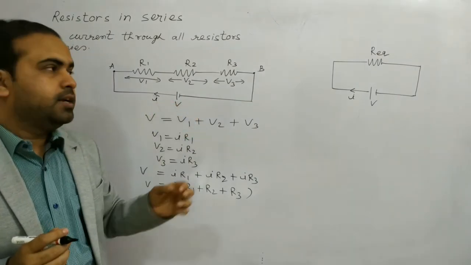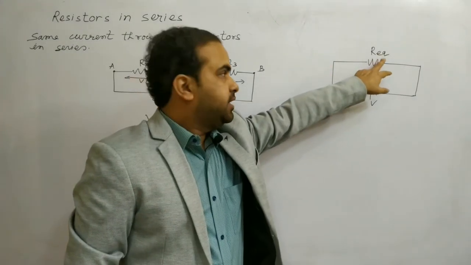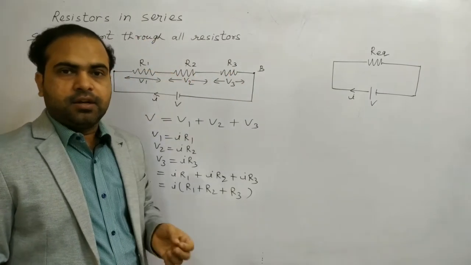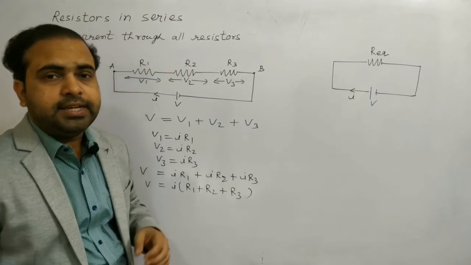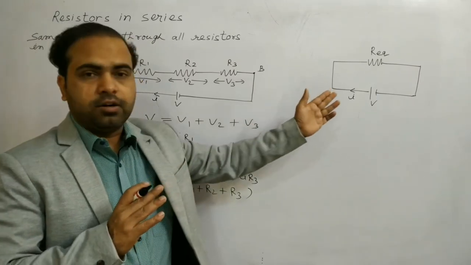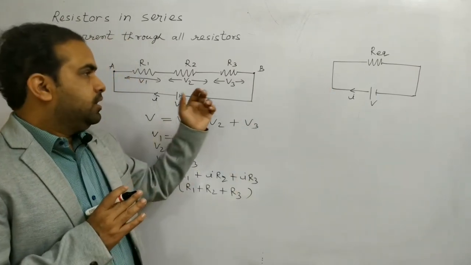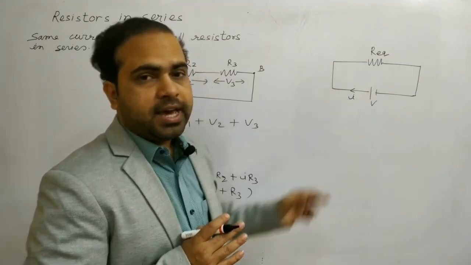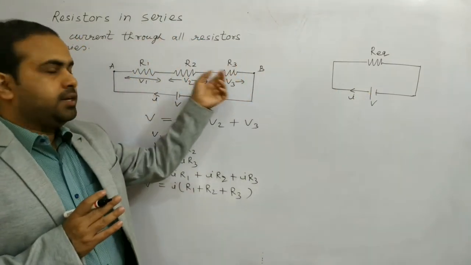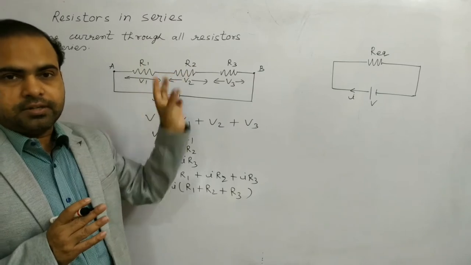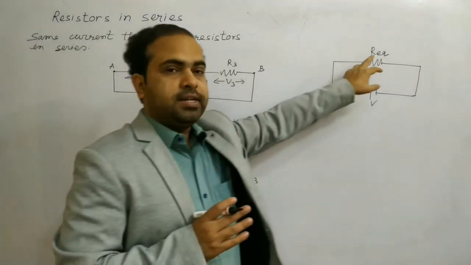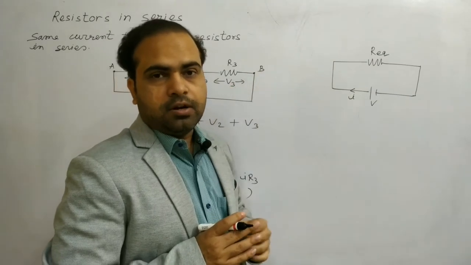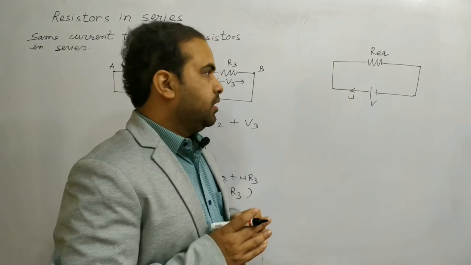then we will say that this is the equivalent resistance of these three resistances. So here we see that under same condition of potential difference, this R equivalent is drawing the same current I as is drawn by three resistors together. So R equivalent is the equivalent resistance of these three series resistances.